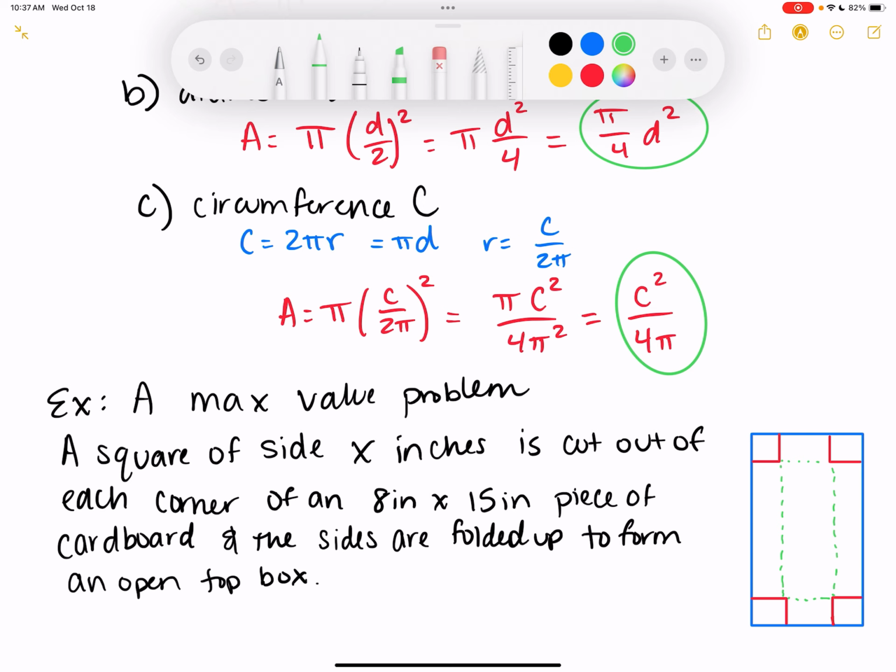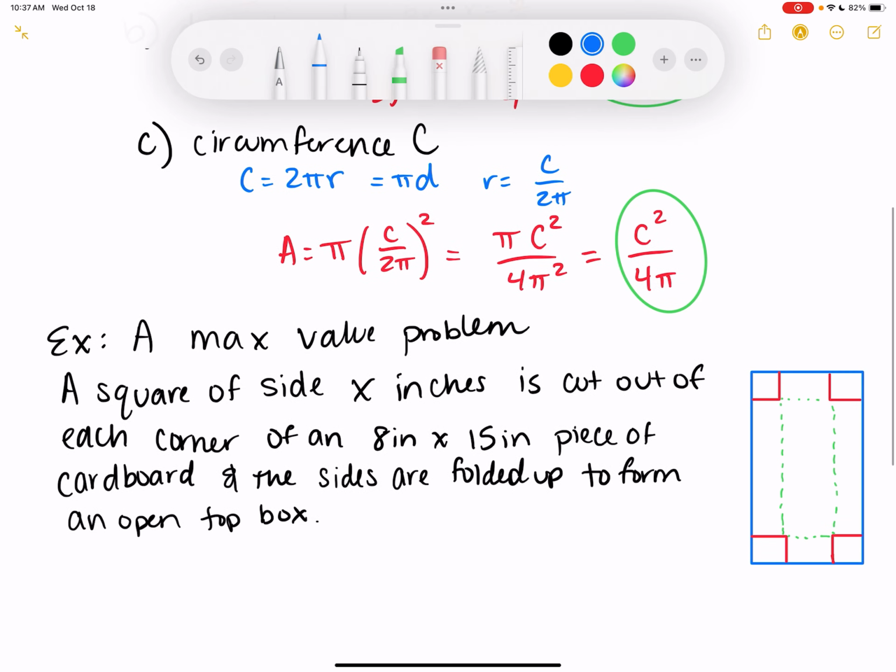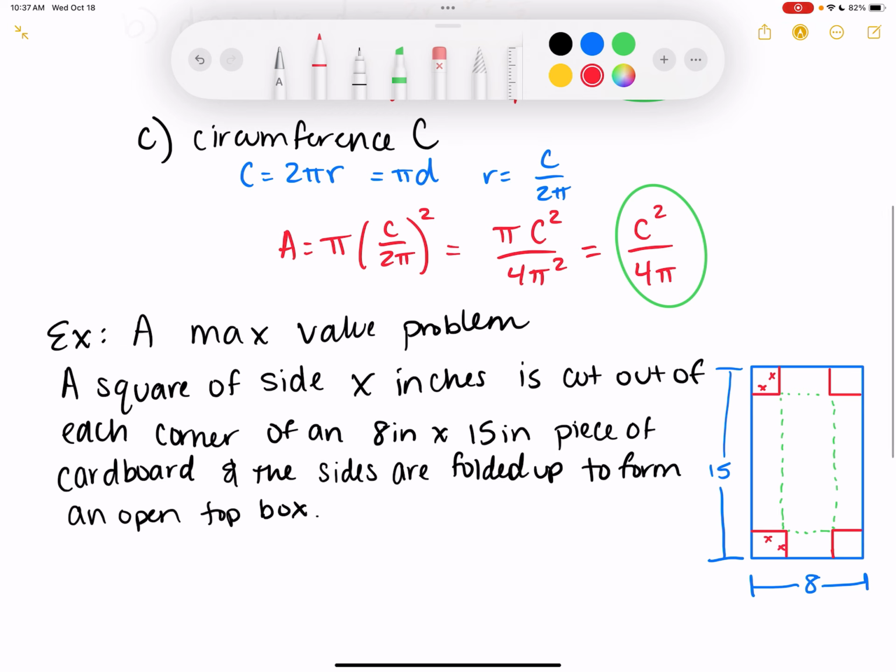So I know that this entire side here is 8 inches and this entire side is 15 inches. The squares that I'm cutting out have side x inches, so I don't know what that is. So each little side is going to be x, and I'm not going to do every single one of them, but just drawing a couple. So each of those are going to be x that I'm cutting out, the sides. So it's going to be a square of x by x, basically.